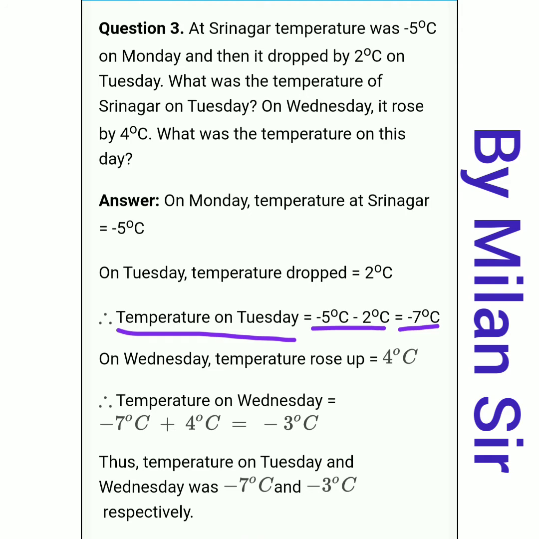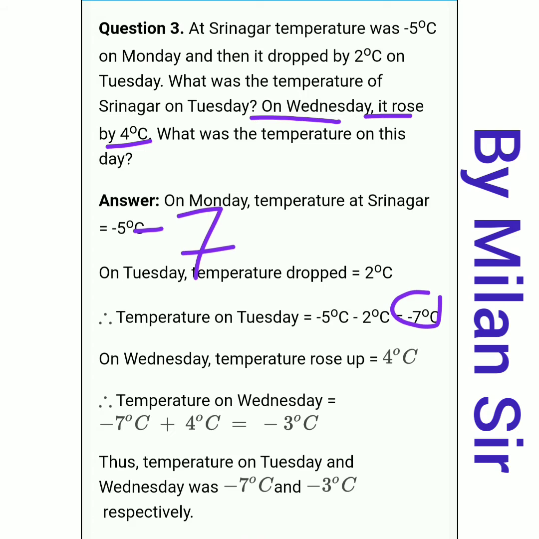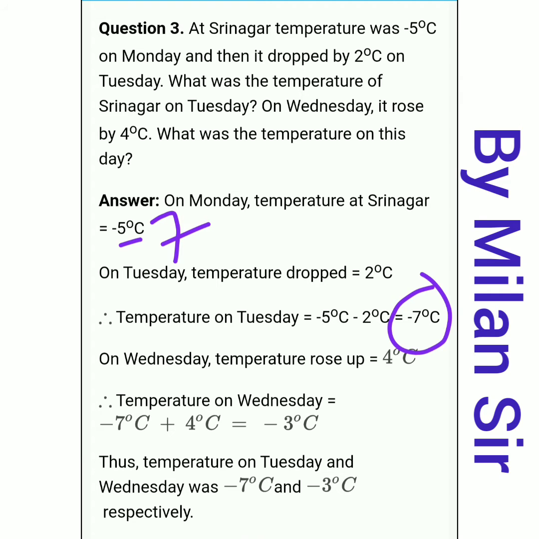Okay. And next question, on Wednesday it rose by 4 degrees Celsius. Rose, that means increased by 4 degrees Celsius. Okay, so at Tuesday we have temperature minus 7. Now increase by 4, so plus 4. Drop, that means decrease. For decrease we need to use subtraction sign. Rose, that means increase, and for the increase we need to use plus sign. Okay, so on Tuesday we have temperature minus 7, that means this answer, right? Now rose by 4, so plus 4.